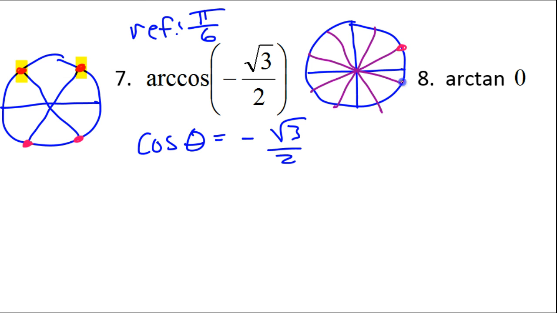Now, all 4 of these have a reference angle of pi over 6, so they will all give me some type of radical 3 over 2. We need the 2 that are negative. Cosine is negative to the left of the y-axis. So these are the 2 actual answers. And those are 1, 2, 3, 4, 5 pi over 6, 6, 7 pi over 6.